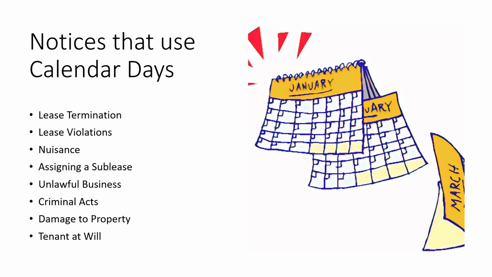This slide is very important. As mentioned earlier, there's different verbiage you have to use for different notices regarding calendar days or business days. A calendar day is just any typical day. Monday, Tuesday, Wednesday, Thursday, Friday, Saturday, Sunday is a calendar day. And so when you're counting 3 calendar days or 15 calendar days, you just count whichever day comes after the next.